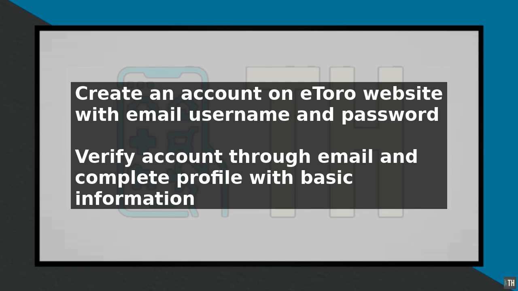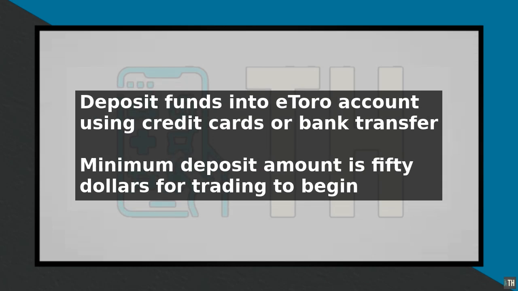The platform offers a user-friendly interface that allows you to easily search and select the financial instruments you want to trade. You can also use the eToro mobile app to trade on the go. One of the unique features of eToro is its social trading feature, which allows you to follow and copy the trades of other successful traders. This can be a great way to learn from experienced traders and make informed investment decisions.